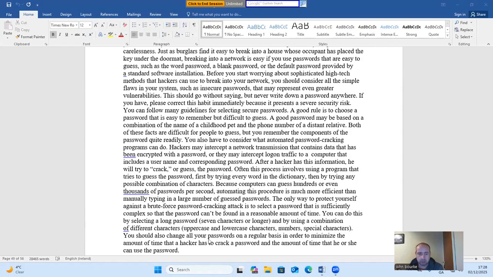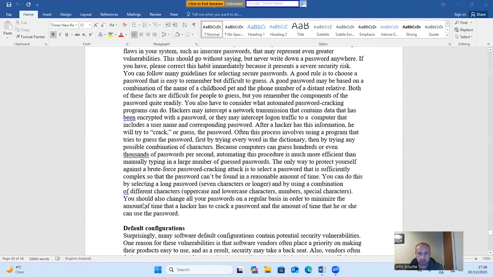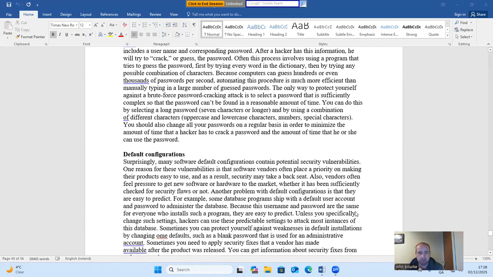You should also change all your passwords on a regular basis in order to minimize the amount of time that a hacker has to crack a password and the amount of time that he or she can use the password.